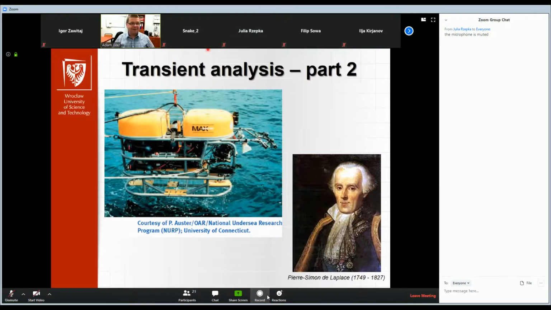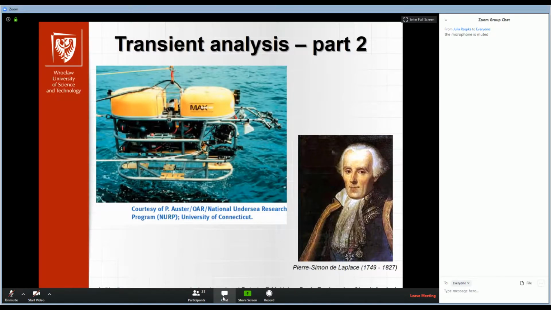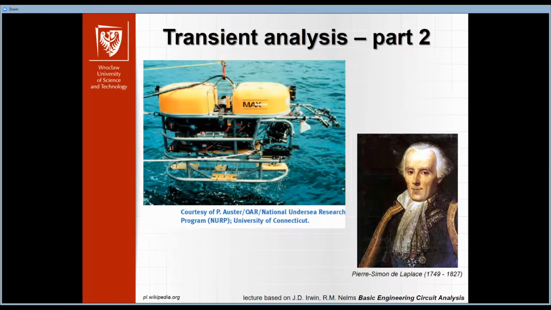Okay. So let's start this meeting, this lesson. Today we have two lessons. First one is the continuation of transient analysis, the second part of this topic, and after that we are talking about the parsers.